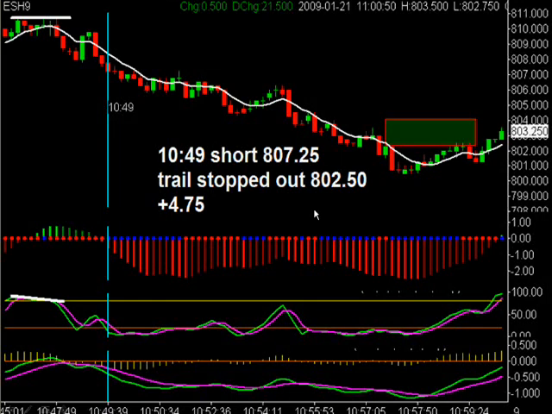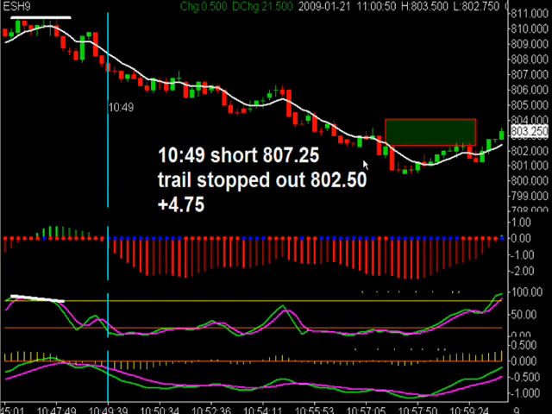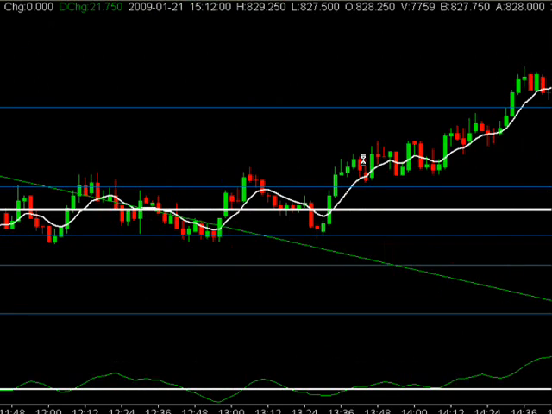When I'm using my trail stop method, I always use a quarter point above the high of that pivot higher, a quarter point below that pivot low. So that's how I typically will exit a trade. I want to show you this.